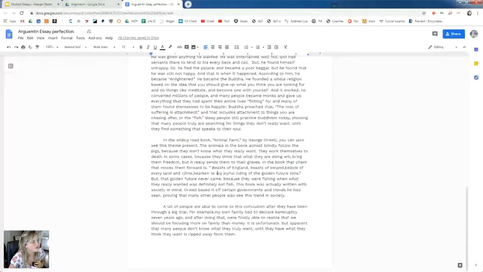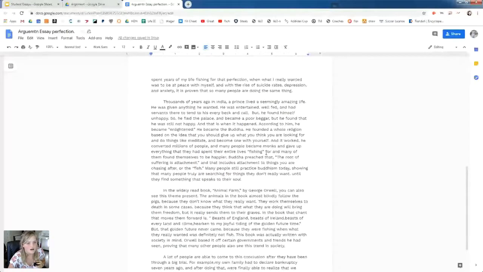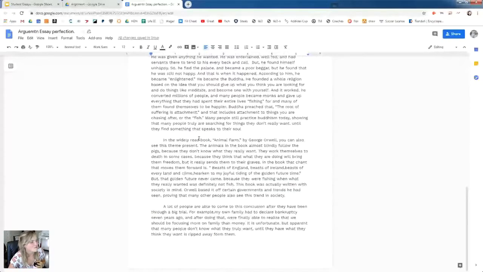That was the historical example, in case you picked up on that one. In the widely read book Animal Farm by George Orwell, you can also see this theme present. The animals in the book almost blindly follow the pigs because they don't know what they really want. They work themselves to death in some cases because they think that what they're doing will bring them freedom, when it really sends them to their graves.